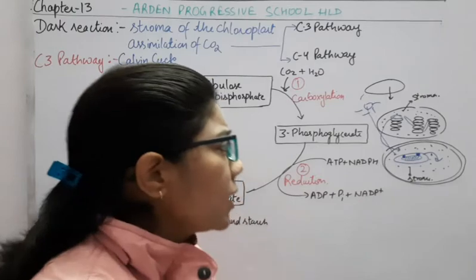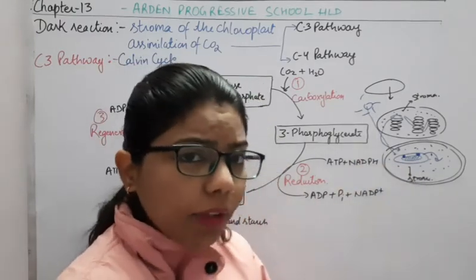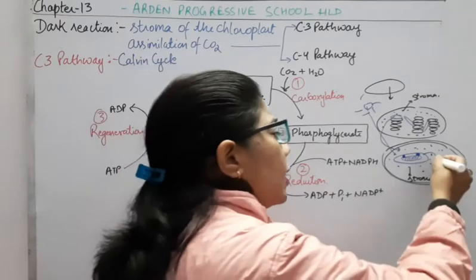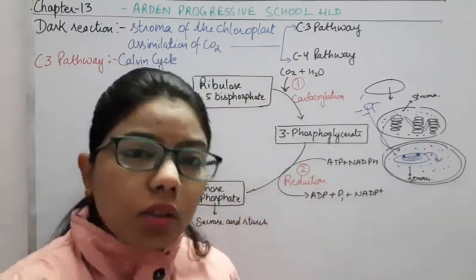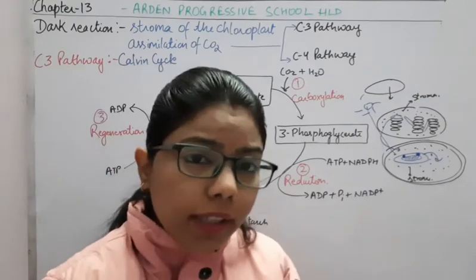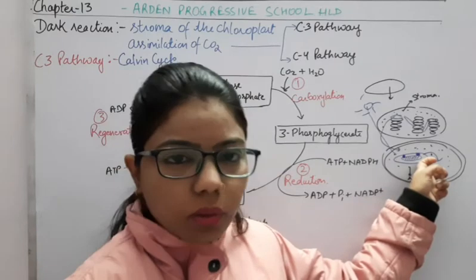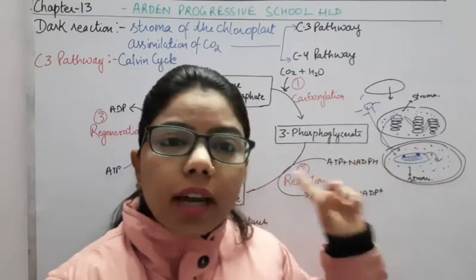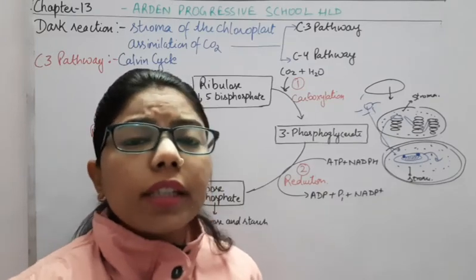As the light reaction completes in sequence, there will be a dark reaction in this stroma. This dark reaction is not dependent on the light itself, but it is dependent on the product of the light reaction. That's why we said it is a dark reaction, and this dark reaction is also known as the biosynthetic pathway.